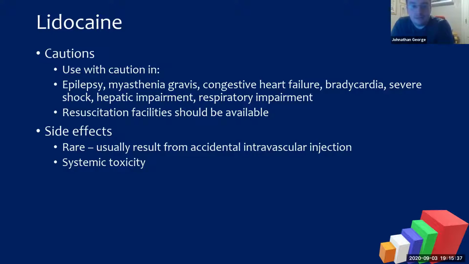Does anyone know anything about systemic toxicity for local anesthetic? What are the symptoms? Nothing coming up yet, John. Ian's put numbness elsewhere, lips, tongue. Anything else? Darren's put tachycardia and Ian's put bradycardia.